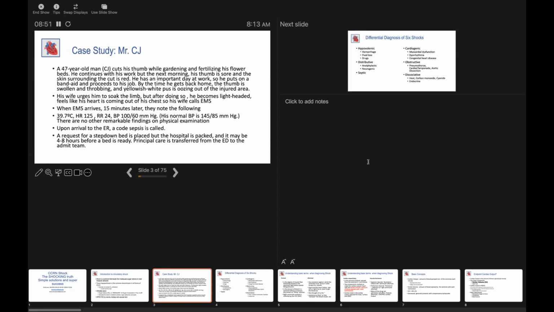So blood pressure 100/60. His wife says normal pressure is 145/85. So he's down. His blood pressure is down. But no other remarkable findings on physical exam. Comes to the ED, code sepsis is initiated.